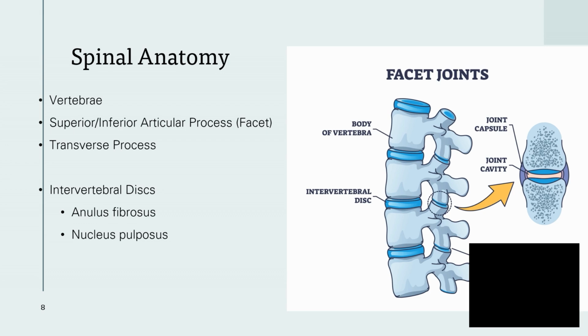So when we're looking here, the facets have cartilage and a fibrous capsule, which holds synovial fluid and allows movement while maintaining spinal structure. Okay. Most vertebra have an inferior and a superior facet. Thoracic has costal or rib facets on the transverse process. The transverse process is the lateral facing process. It's an attachment site for muscles, ligaments, and ribs.